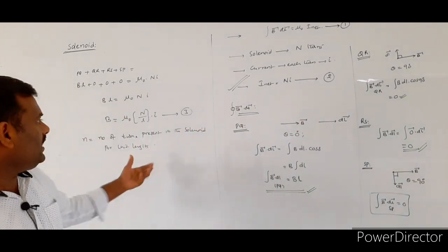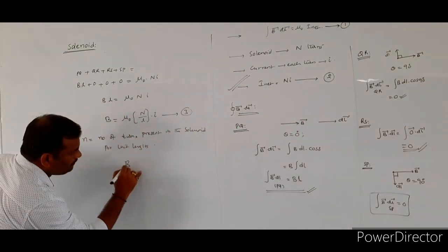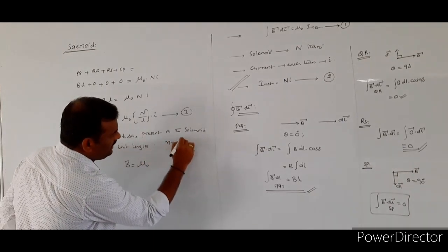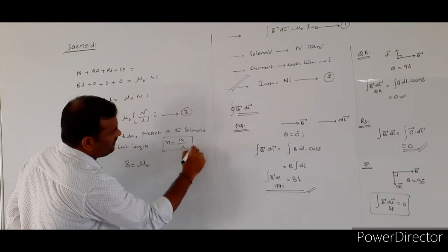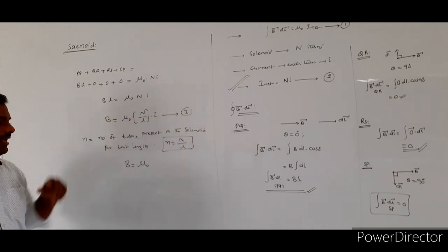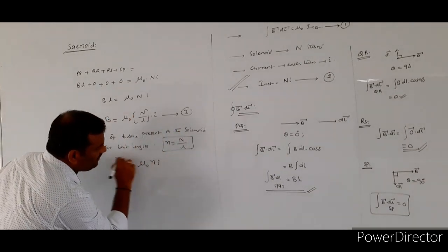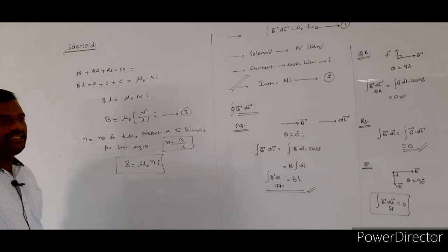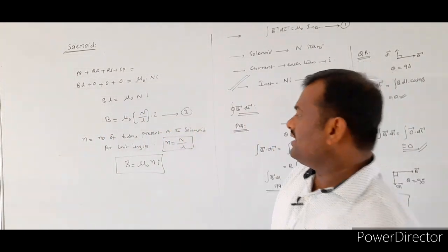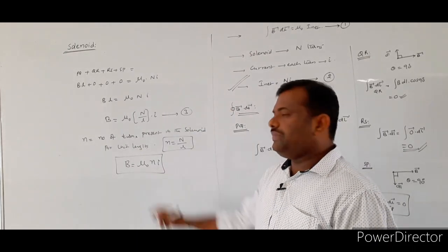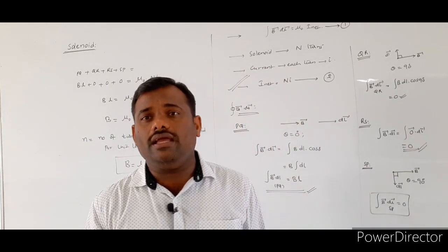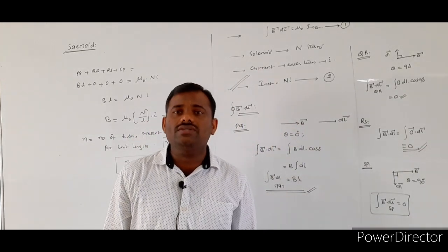Therefore, the required equation is given by B is equal to mu naught. Here small n can be defined as capital N by L. Small n is equal to capital N by L. So the final required equation is that the magnetic field intensity inside the solenoid is given by B is equal to mu naught n I. So this is the required expression for the magnetic field intensity of the given solenoid.